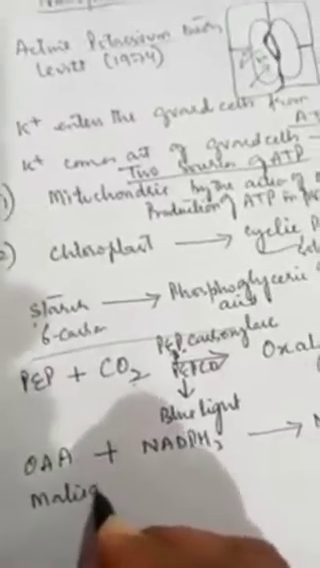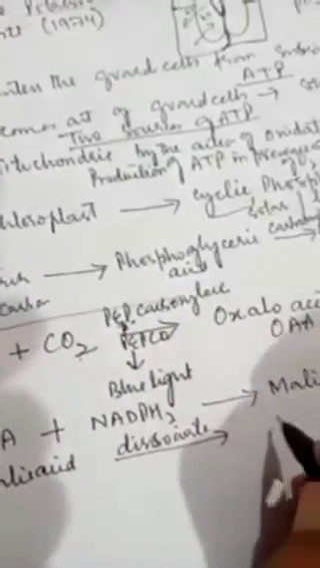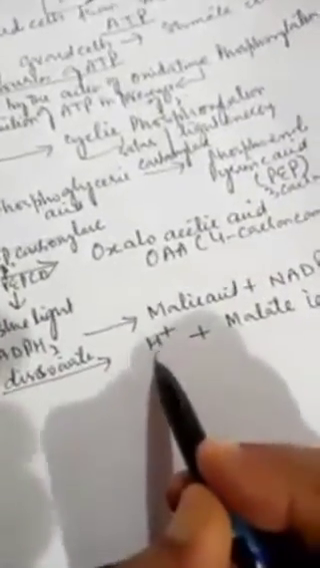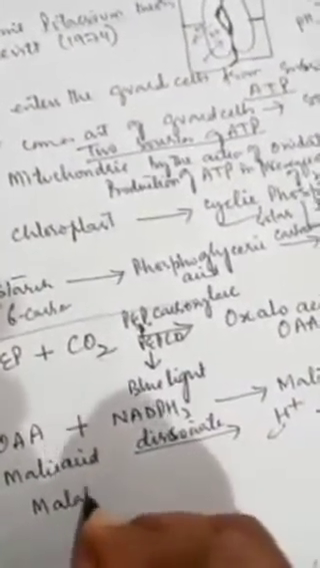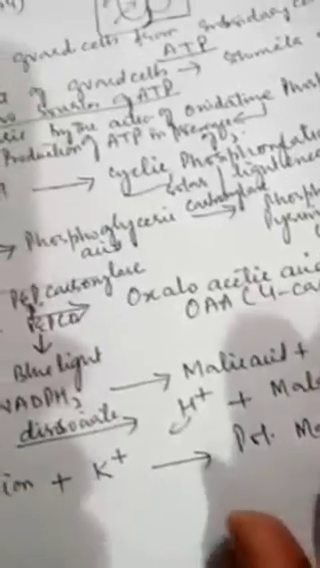Now, this malic acid in the guard cell dissociates to form H positive ion plus malate ion. Now, this hydrogen ion comes out of the guard cell, and the potassium ions enter into the guard cell from this subsidiary cell. So what happens to this malate ion? Now hydrogen ion has come out, and in its place the potassium ion has been taken, so it becomes potassium malate, and this potassium malate is an osmotically very active compound.